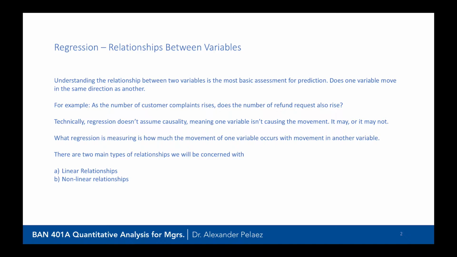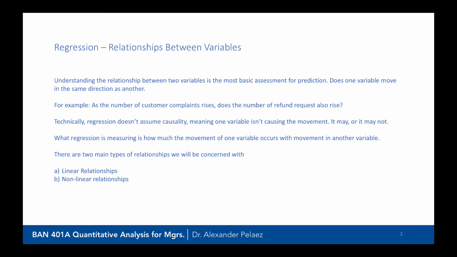Technically, regression does not assume causality, neither does correlation that we had seen in previous videos, meaning that one variable isn't necessarily causing the movement in the other variable. It may or it may not. And hopefully we'll have some theoretical basis or some intuitional knowledge that basically says that A leads to B. And so therefore if A moves up, B moves up or down.